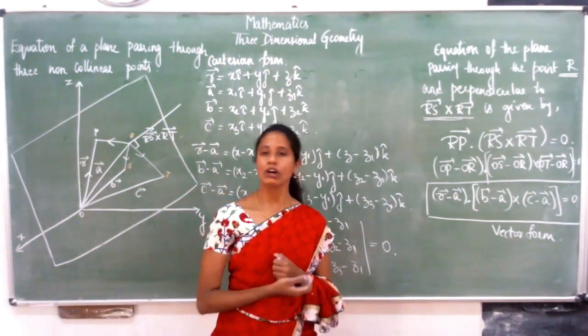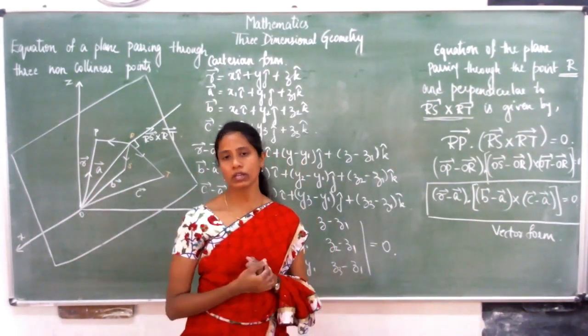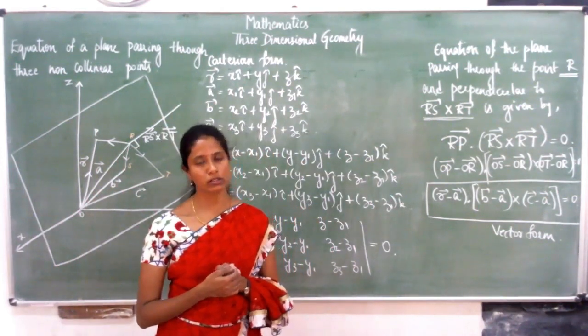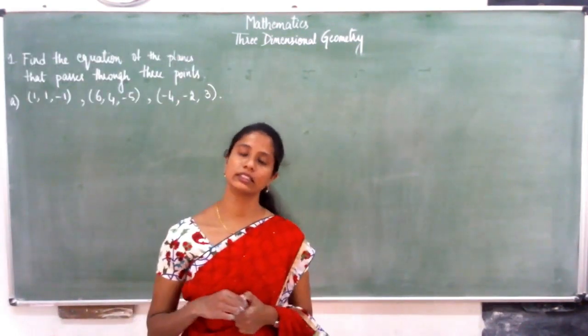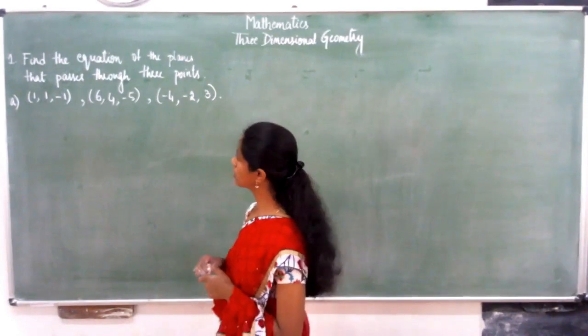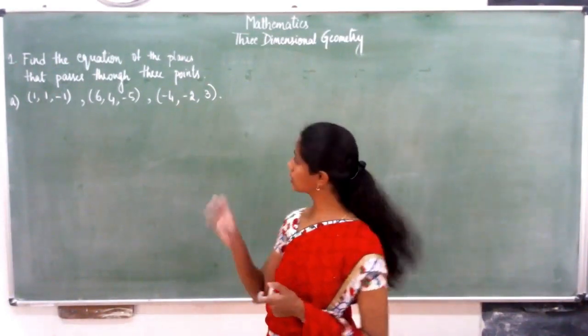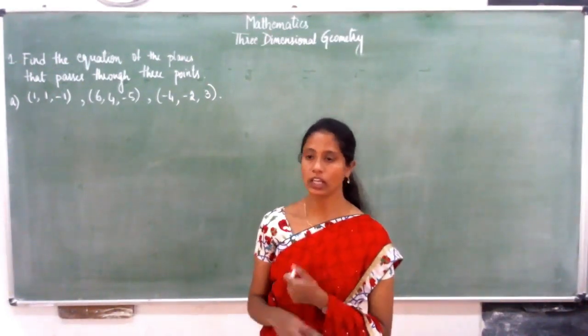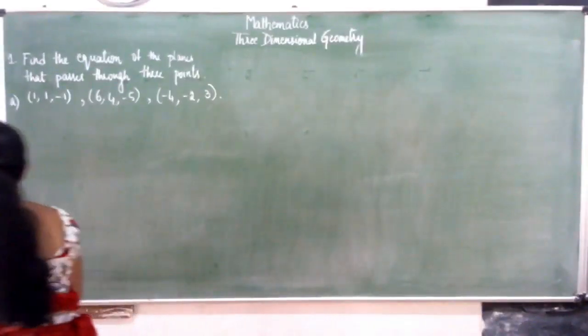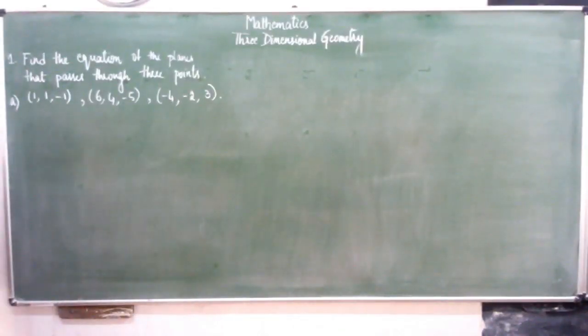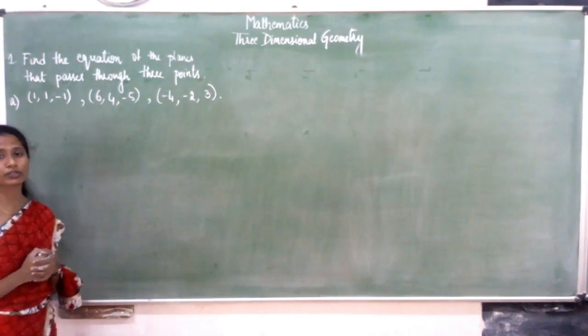Now let us solve few problems on equation of the plane passing through three non-collinear points. So let us solve the first problem. Here we need to find the equation of the plane that is passing through 3 points. So they are given 3 points. Let us find.